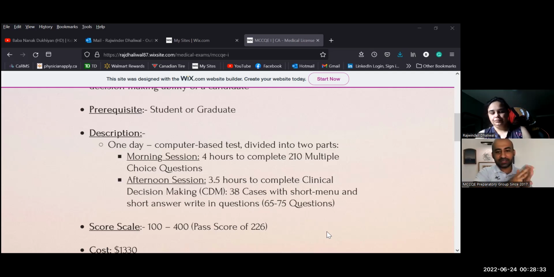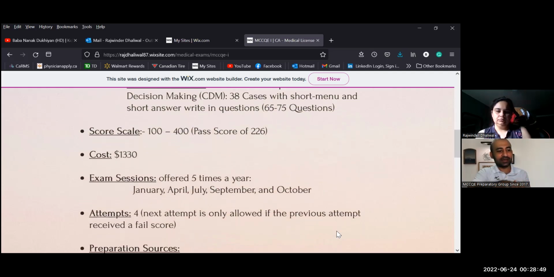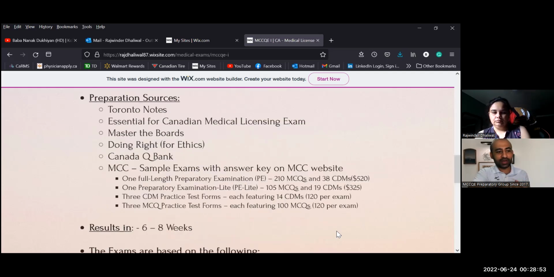After that, we are discussing how we can prepare for the exam. Dr. Raj is suggesting Canada Q Bank. I would just check out the resources. One of them is Toronto Notes, Canada Q Bank, Master the Boards, and then Doing Right for Ethics, and then Essentials for Canadian Medical License Exams.